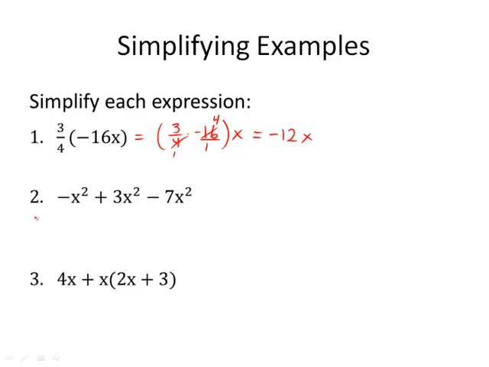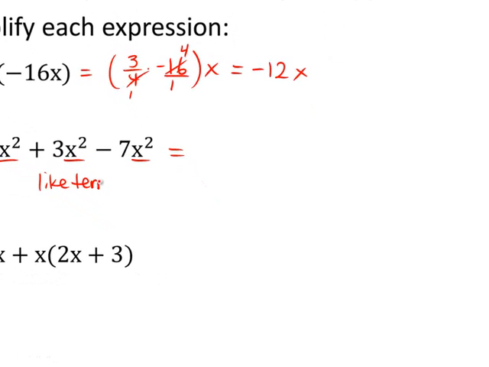Next one, number 2. You've got the same endings here, so that's using the like terms property. So we've got negative 1x squared plus 3x squared minus 7x squared, giving us negative 1 plus 3 is 2, minus 7 equals negative 5x squared, and that is simpler form right there.